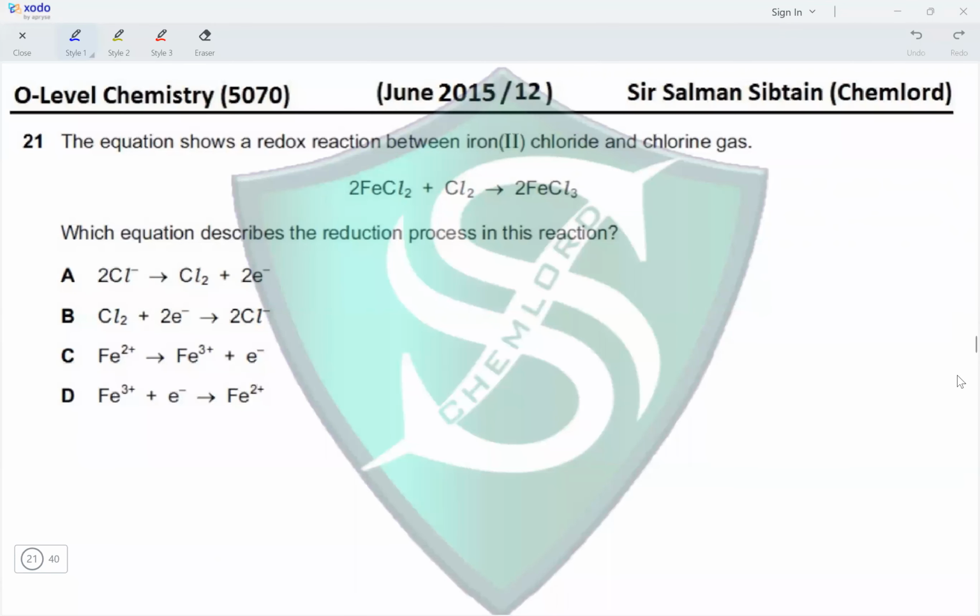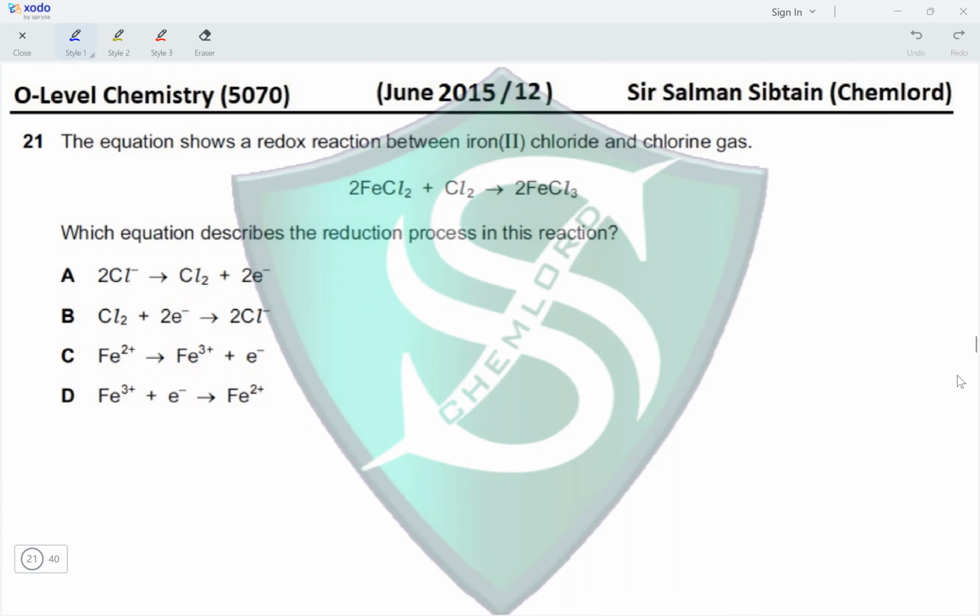Hi guys, this is O-Level Chemistry, paper 12, June 2015, question 21. The equation shows a redox reaction between iron 2 chloride and chlorine gas. Which equation describes the reduction process in this reaction?